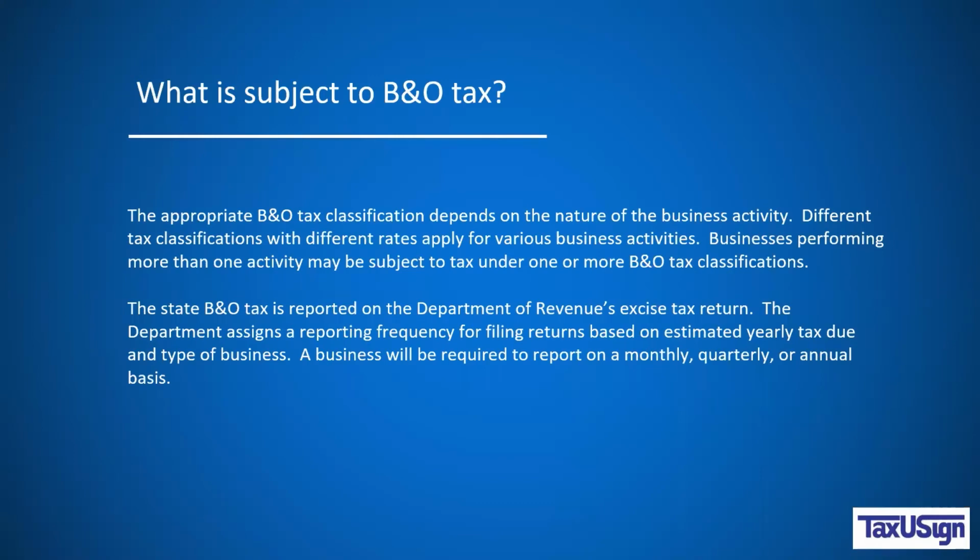So what is subject to B&O tax? This depends on your business activity. Different tax classifications with different rates apply for various business activities. Businesses performing more than one activity may be subject to tax under one or more B&O tax classification. The state B&O tax is reported on the Department of Revenue's excise tax return. And the department assigns a reporting frequency for filing returns based on estimated yearly tax due and the type of business. A business will be required to report on a monthly, quarterly, or annual basis.